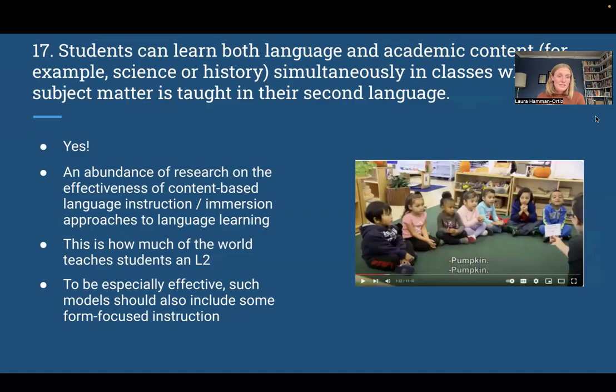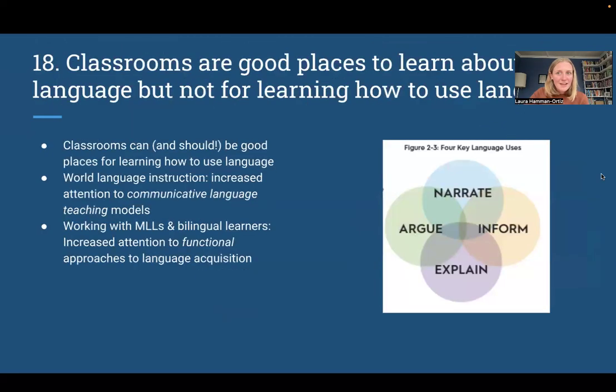However, we know that to be especially effective, it's important that these models do have some form-focused instruction as well, that it's not just an acquisition environment, but they also attend to form so students receive both of that targeted support. And finally, number 18: classrooms are good places to learn about language, but not for learning how to use language. So we know that classrooms can and should be good places for learning how to use language, not just learning about language.